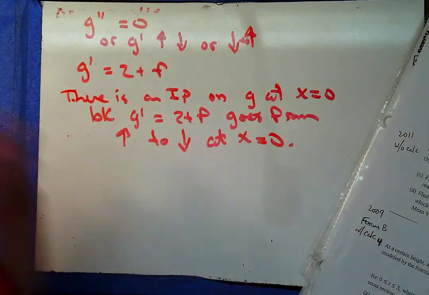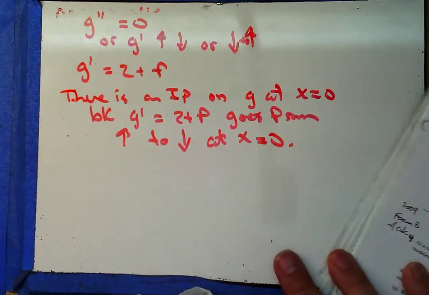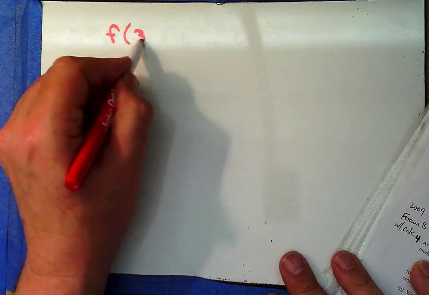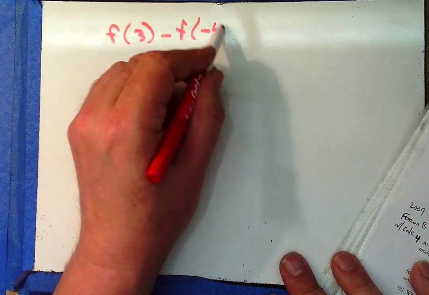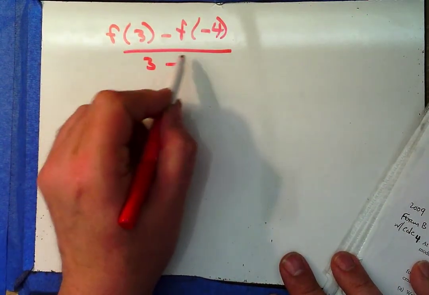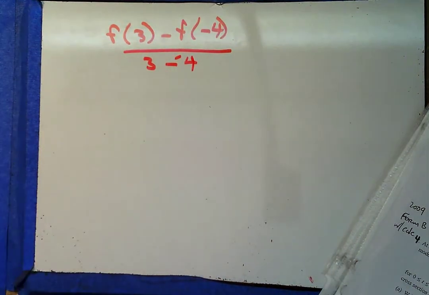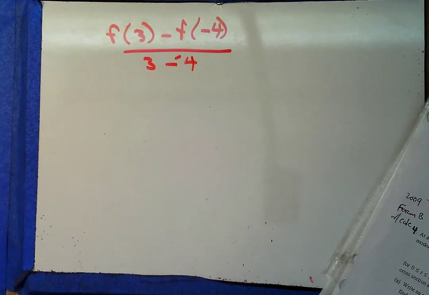Okay, let's take a look at part D. Find the average rate of change of f on this closed interval. So average rate of change of f, we'd be looking for f of 3 minus f of negative 4 over 3 minus negative 4. There is no point C for which f prime of C is equal to that average rate of change. Explain why this statement does not contradict the mean value theorem.